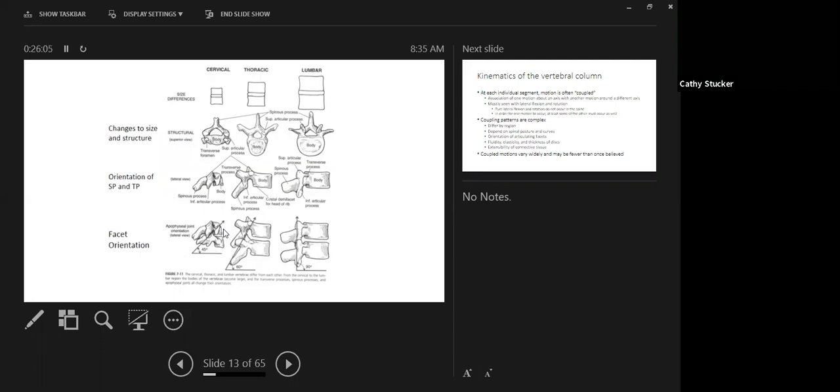And then facet orientation. We talked about this too. The facet orientation is about 45 degrees in the cervical spine, about 60 degrees in the thoracic spine, and then in the lumbar spine, it's very close to 90 degrees when you have them stacked up like this. When you put yourself in a lumbar lordosis, that gives you the ability to hold back on the weight of the body, and orients it so that one doesn't slide on the other.